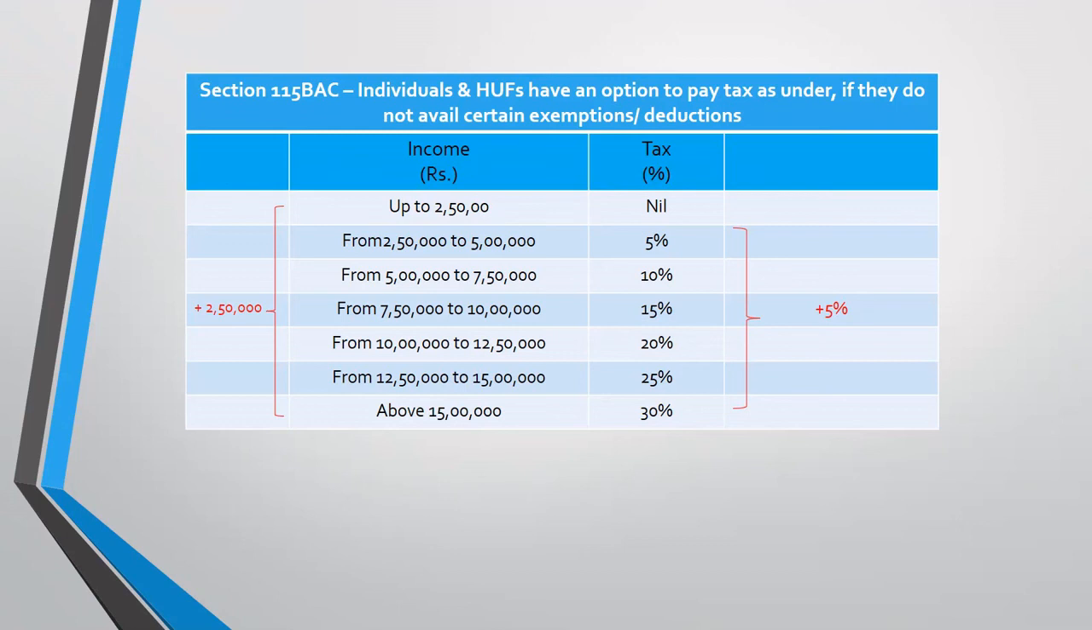So where the income is up to 2,50,000, the tax is nil. 2,50,000 to 5 lakh, it is 5%. 5 lakh to 7.5 lakh, it is 10%. 7.5 to 10 lakh, it is 15%. 10 lakh to 12.5 lakh, 20%. 12.5 to 15 is 25%. And above 15 lakh, it is 30%. So if you just carefully observe, for every increase of 2,50,000, there is an increase of 5% of tax. I think this was the easiest way to remember this option and it is applicable for all.